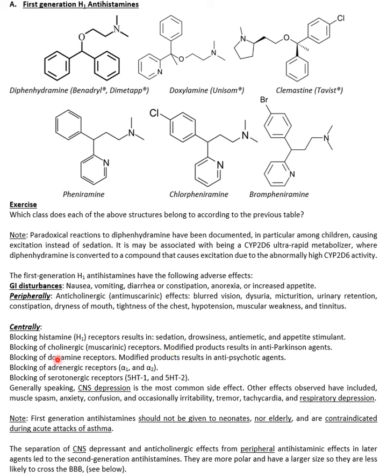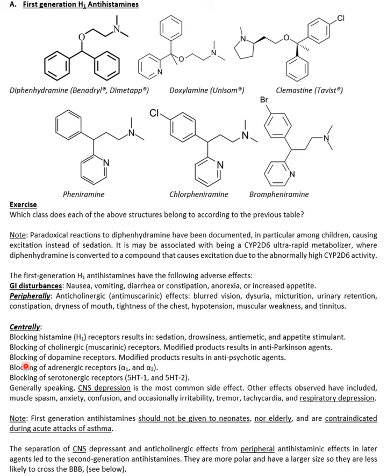I also want to add that because of blocking the cholinergic receptors, these drugs, the first generation antihistamines, should be avoided in the elderly because elderly people are more prone to developing Alzheimer's, and Alzheimer's has been related to the reduction of acetylcholine in the brain. So by blocking these receptors, we are actually inducing Alzheimer's. So this explains why first generation antihistamines should not be used.